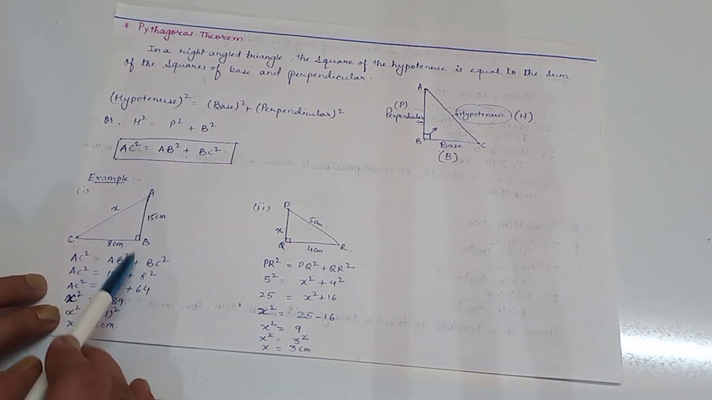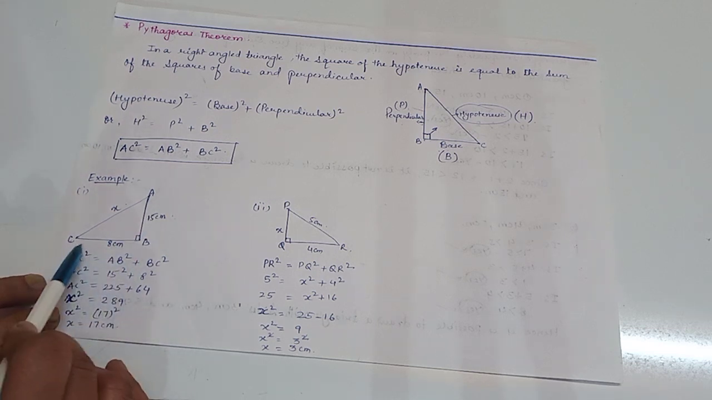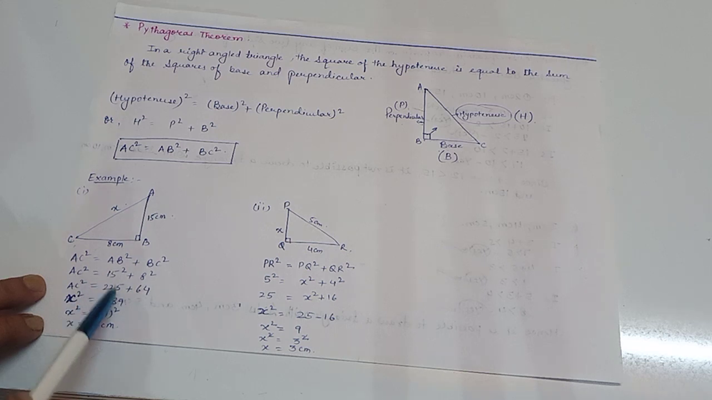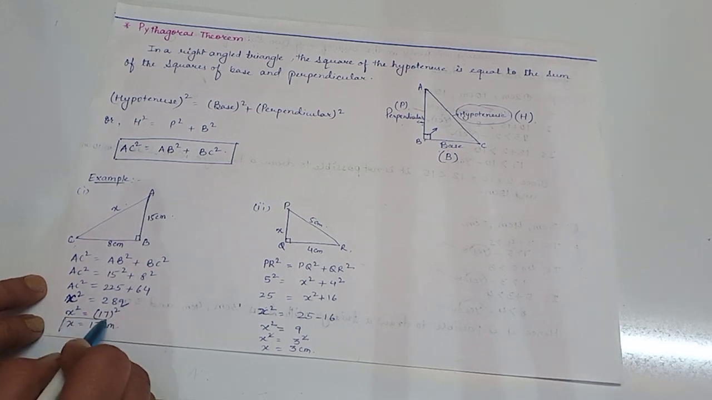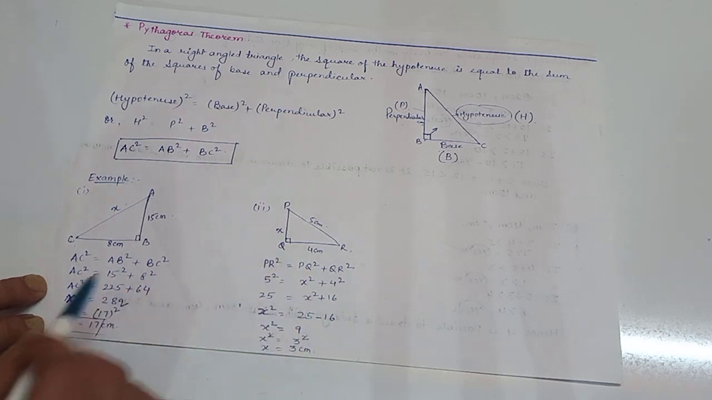So x square is equal to 15 square plus 8 square. 15 square is 225. 8 square is 64. When we add 225 plus 64, we will get 289. And 289 is the square of 17. So x square got cancelled, and we have x is equal to 17 centimeter.